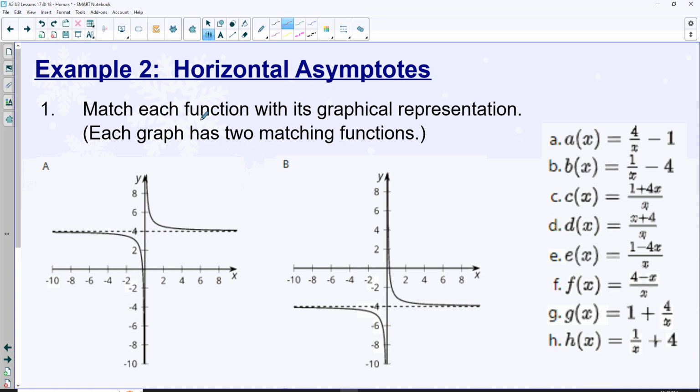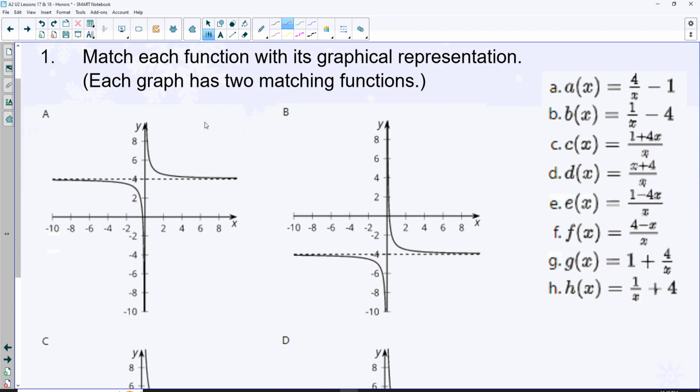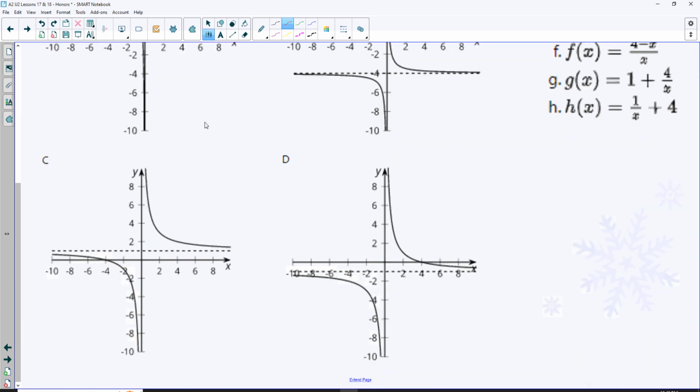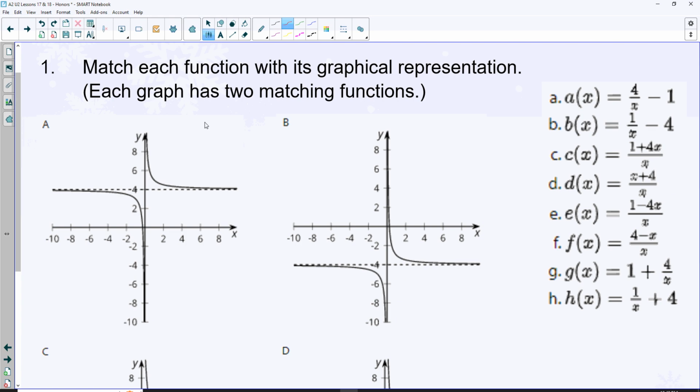Okay. Match each function with its graphical representation. Each graph has 2 matching functions. Oh boy. Okay. Let's see what we can think about here. So a of x equals 4 over x minus 1.